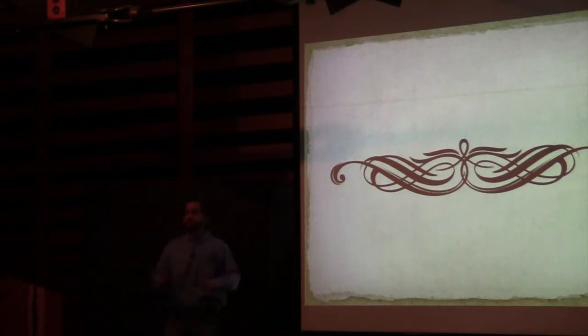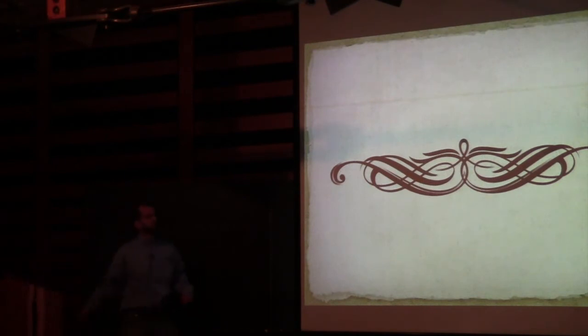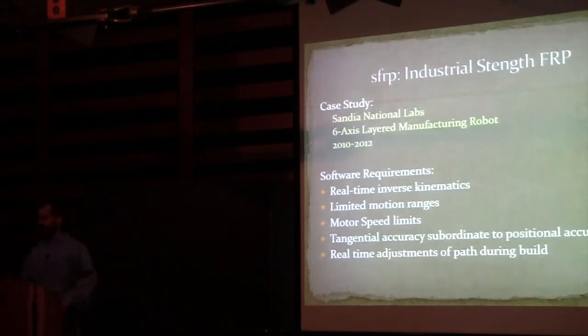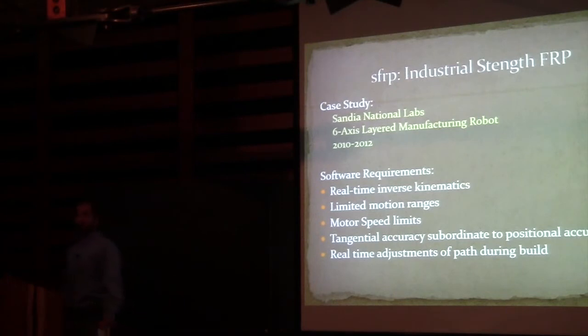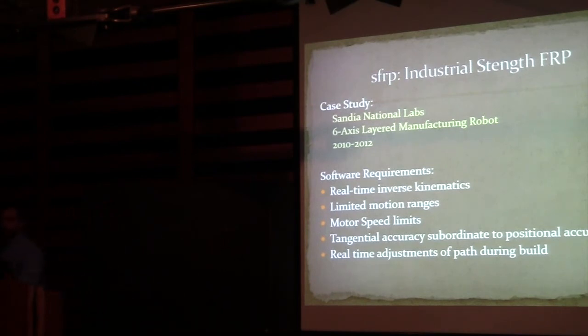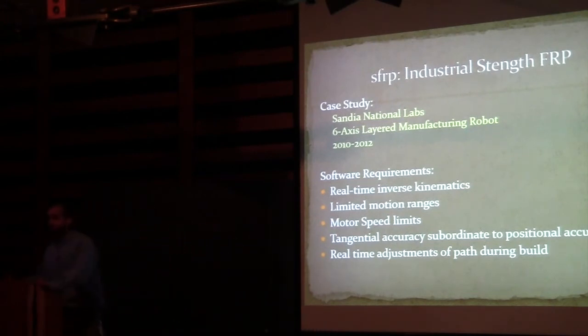So that's an introduction to SFRP. Now, SFRP is not a one-off job. This is an industrial strength library. This was designed for Sandia National Labs for a 6-axis layered manufacturing robot. I developed this CAD-CAM tool, and this was the way that we got this robot to move. It was extremely complex. We had to have real-time inverse kinematics going on. There are limited motion ranges that we needed to take into consideration. Some of the speeds of these motors couldn't go beyond a certain point, so you needed to deal with that kind of situation.